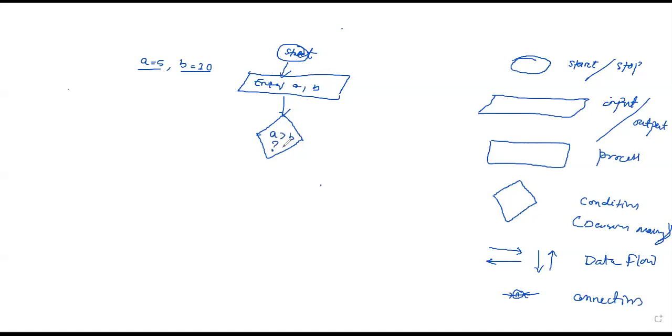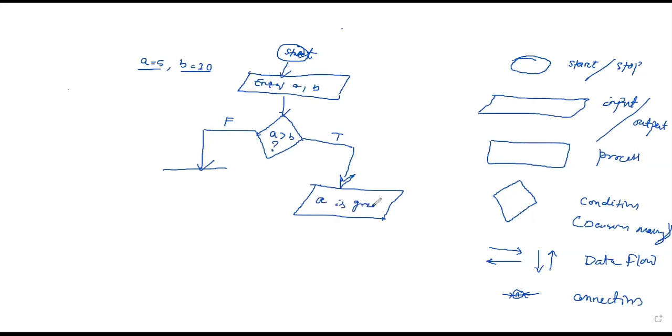It is either true or false. We have how many alternatives? Either the false alternative or the true alternative. Two branches are there. One branch contains the false alternative, one branch contains the true alternative. If it is true, then you have to display, meaning you are making output. You are displaying the output. So if A is greater than B is true, which is greater? A. So I am writing A is greater.